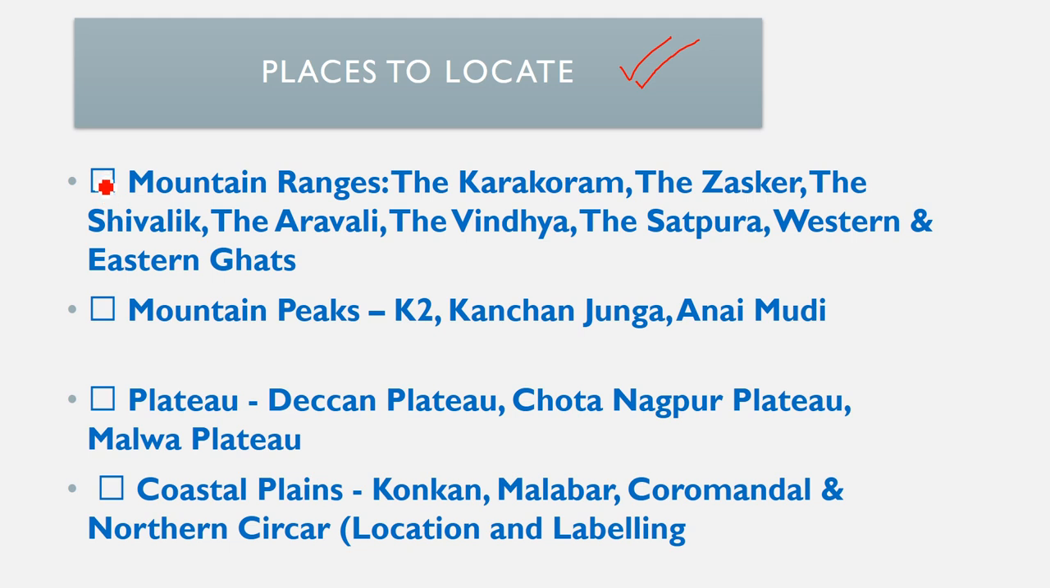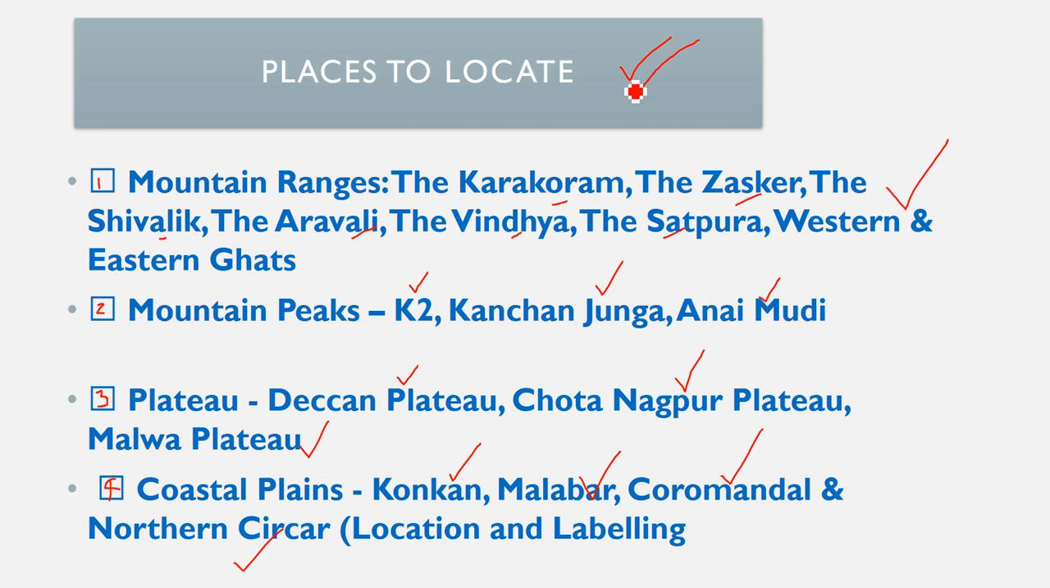We will have 4 maps and I'll tell you about which are the places that you're going to locate. Please locate only these places. In mountain ranges, we are going to locate Karakoram, Zaskar range and the Shivalik range, Aravali, Vindhya, Satpura, Western and Eastern Ghats. In mountain peaks, we are going to locate K2, Kanchenjunga and Aneimudi. In plateaus, we are going to locate Deccan Plateau, Chota Nagpur Plateau and Malwa Plateau.